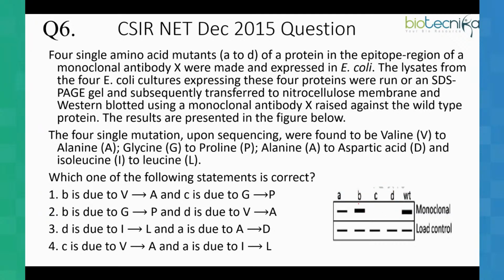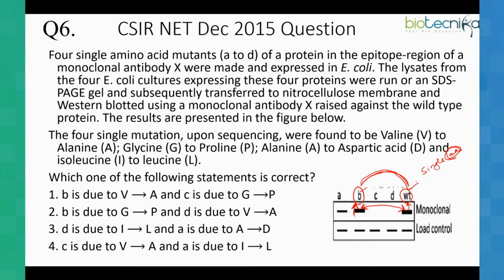While in protein B, you see that there is almost a similar band as the wild type, which means that if this antibody was complementary to wild type, and it has a similar amount of band under B also, then this antibody is also similarly complementary like the wild type. Which means that between B and wild type, there is not much difference in the structure, even after mutation.